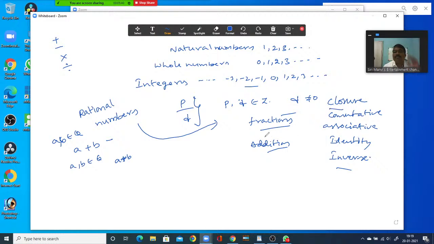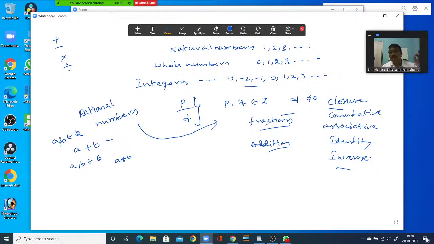Next, commutative property means when we interchange the numbers, we get the same value in multiplication and in addition. That's why rational numbers satisfy the commutative property under addition.